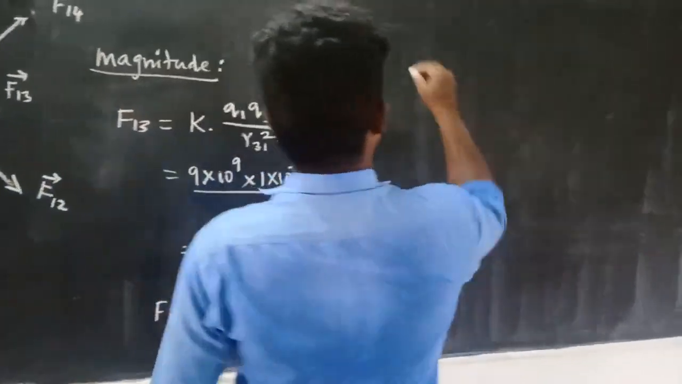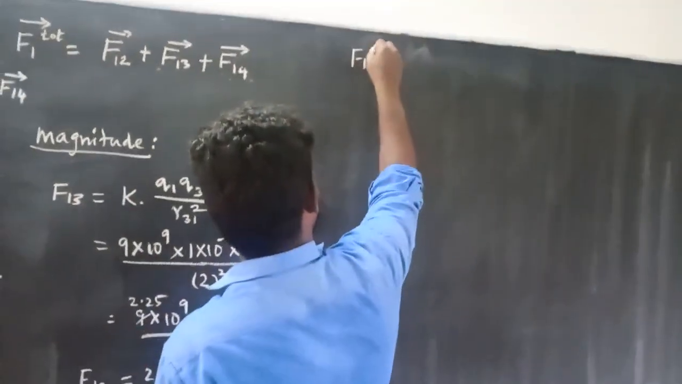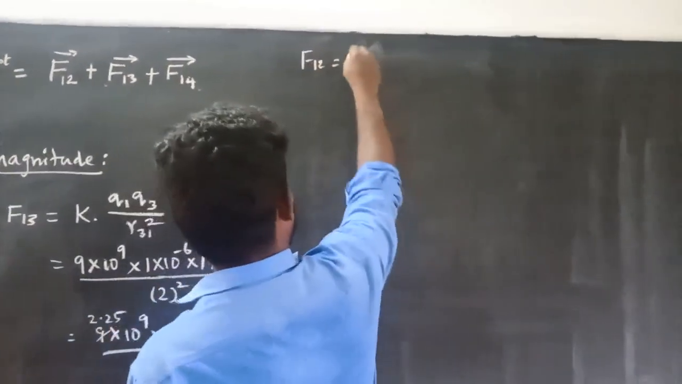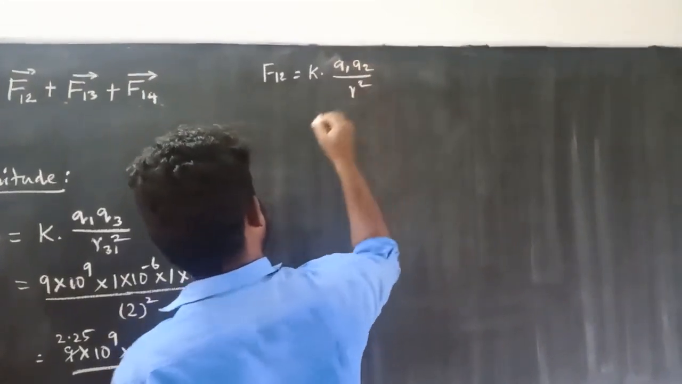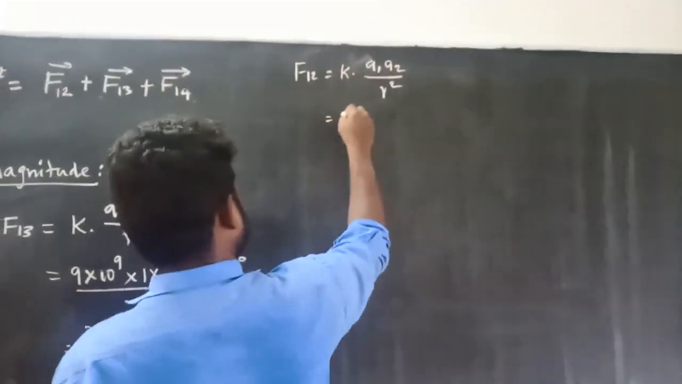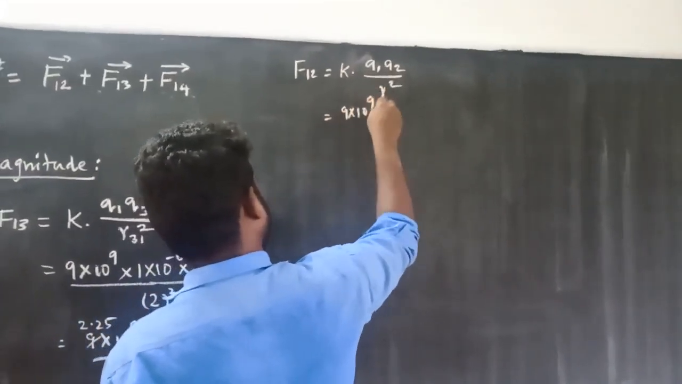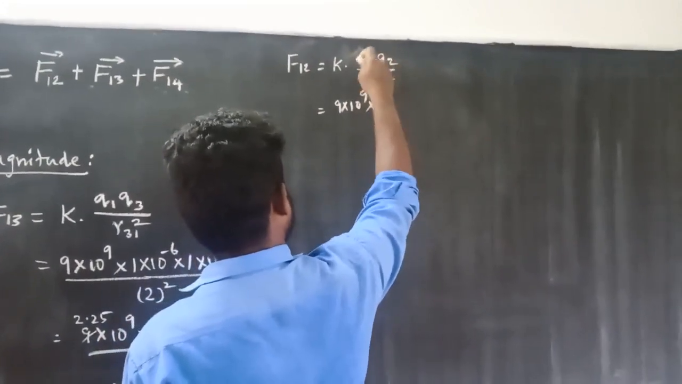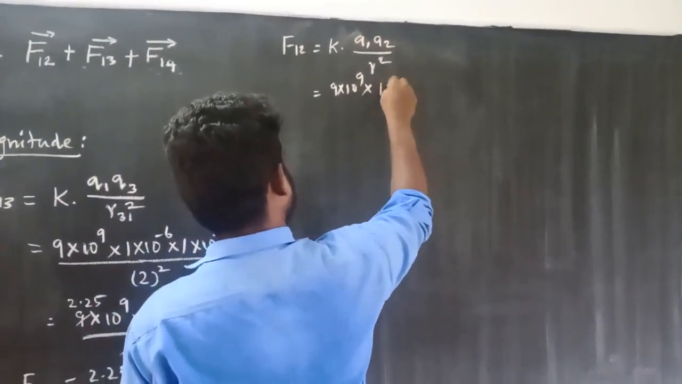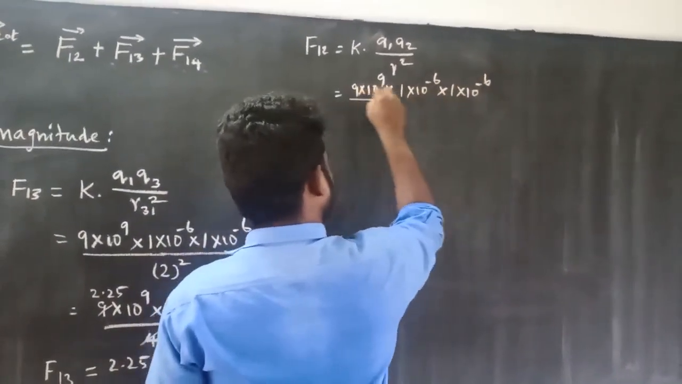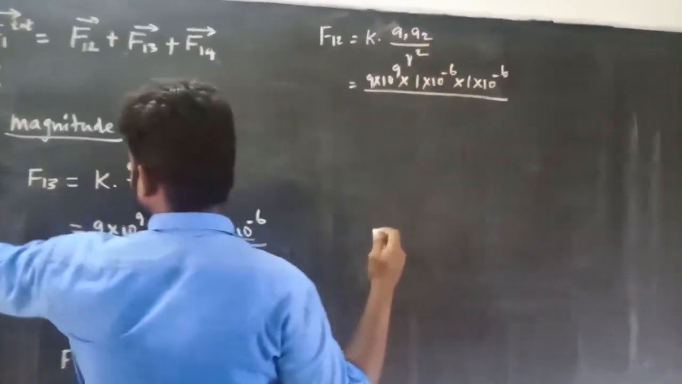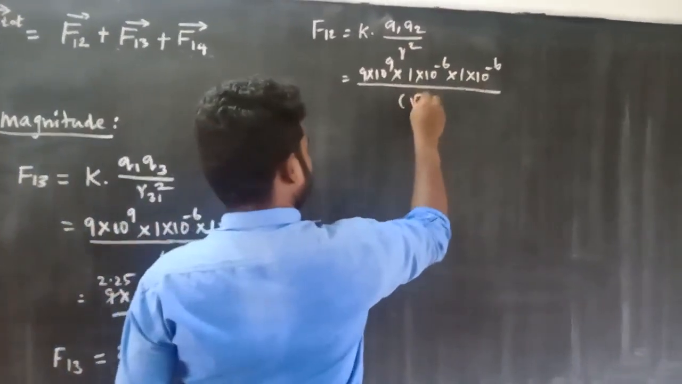Then the magnitude of F12 is equal to K Q1 Q2 by R square. The value of K is 9 × 10^9. Value of Q1 and Q2 are equal. So 1 × 10^-6, then 1 × 10^-6, divided by the square of the distance between the two charges, which is root 2 square.